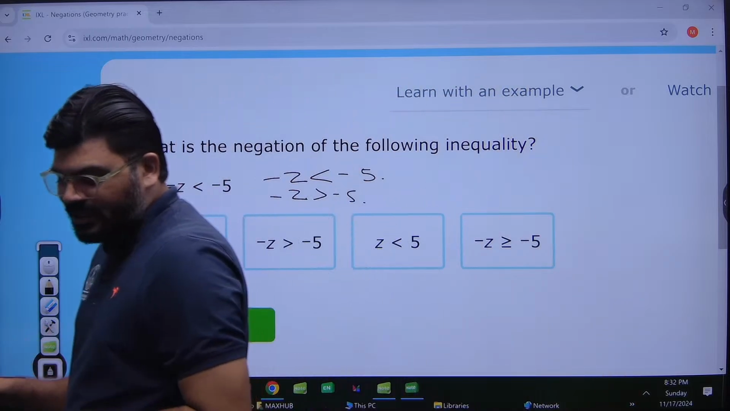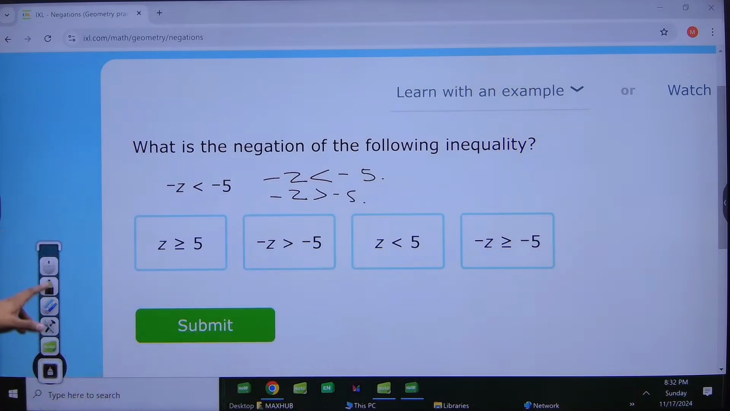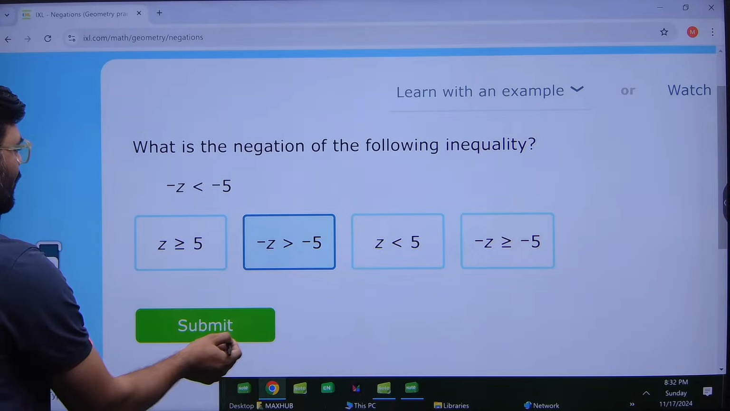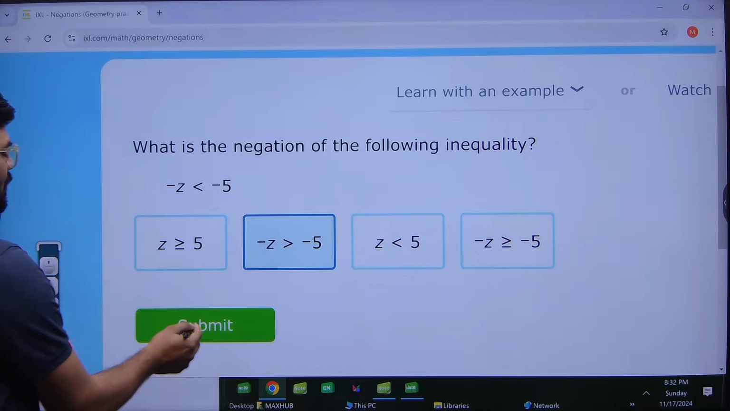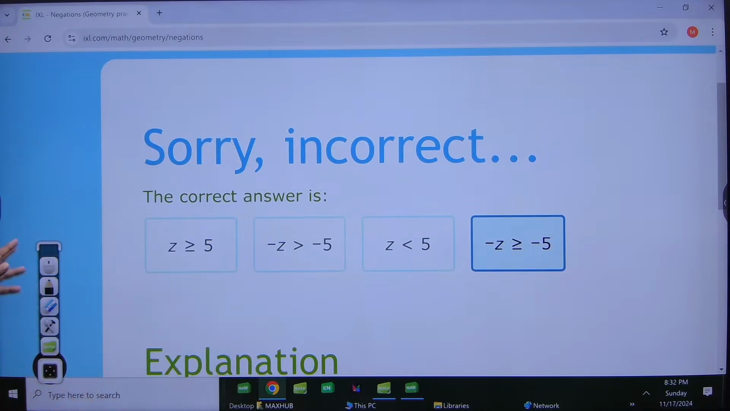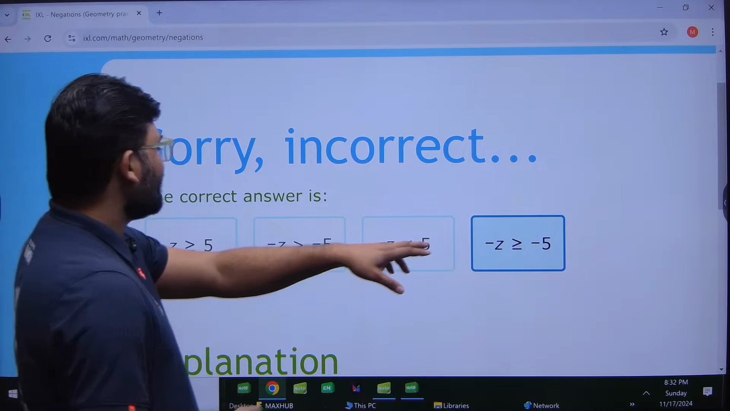Let us see if this is right or wrong. If it is wrong, then we will see the video. Okay, so they are saying that it is greater than or equal to.